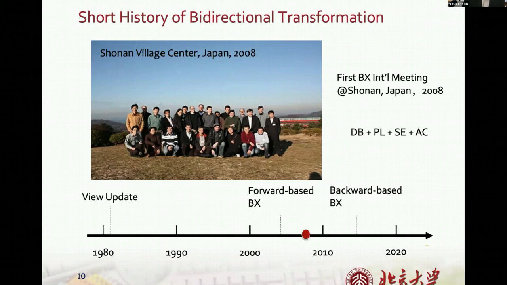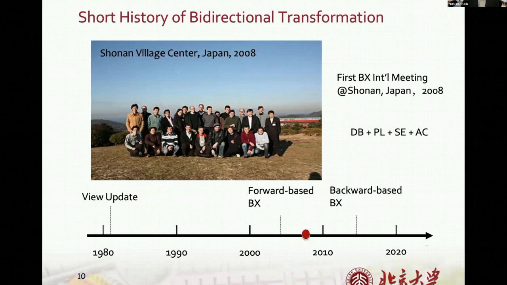We actually started the first international meeting at Shonan in 2008. This is perhaps the first international meeting on bidirectional transformation, where people from the database community, programming languages, software engineering, and automatic control gathered together. This is one picture in Shonan Village Center. If you have been there, you see that behind it is actually Mount Fuji.